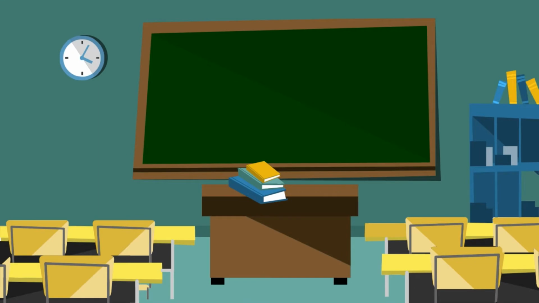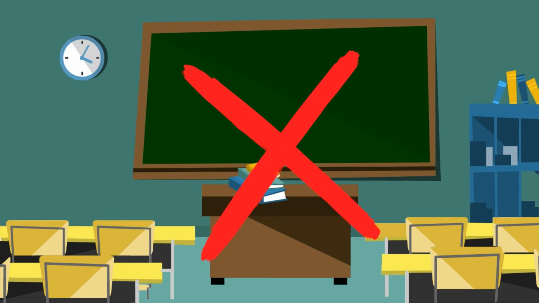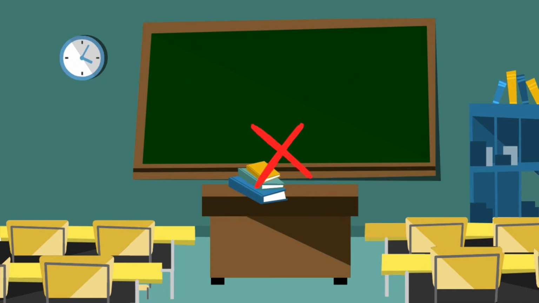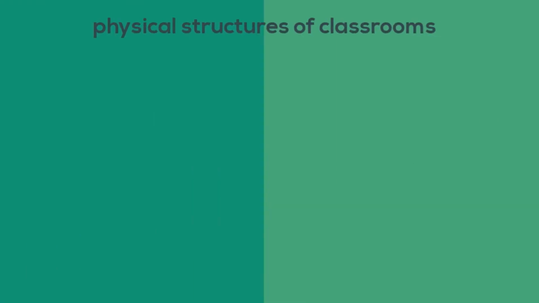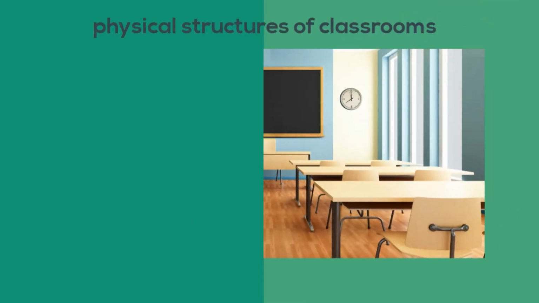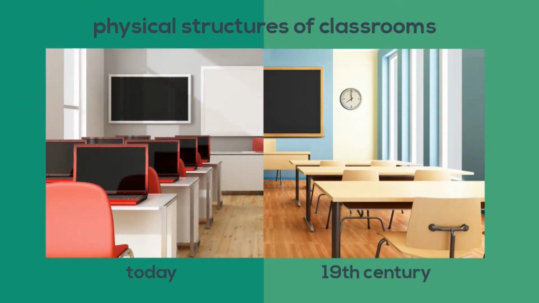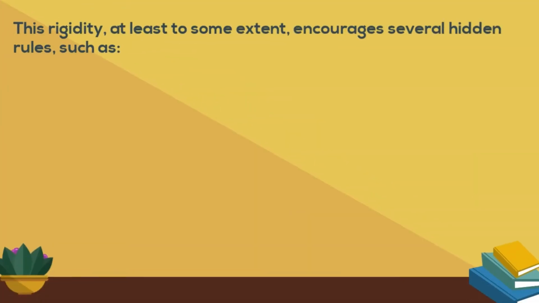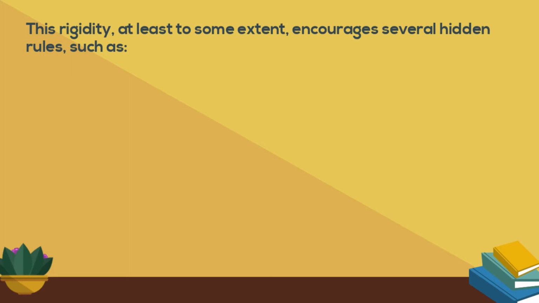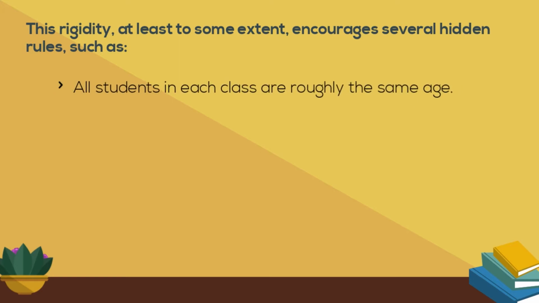The traditional classroom structure does not lend itself to motivating students. Now, if we compare the physical structures of classrooms from the end of the 19th century with today, not much has changed. Students, for the most part, still sit in front of the teacher and a blackboard, or a whiteboard or smartboard. This rigidity, at least to some extent, encourages several hidden rules, such as all students in each class are roughly the same age.